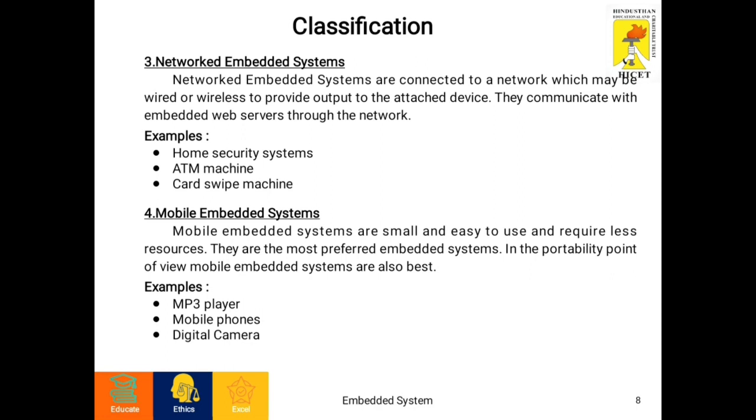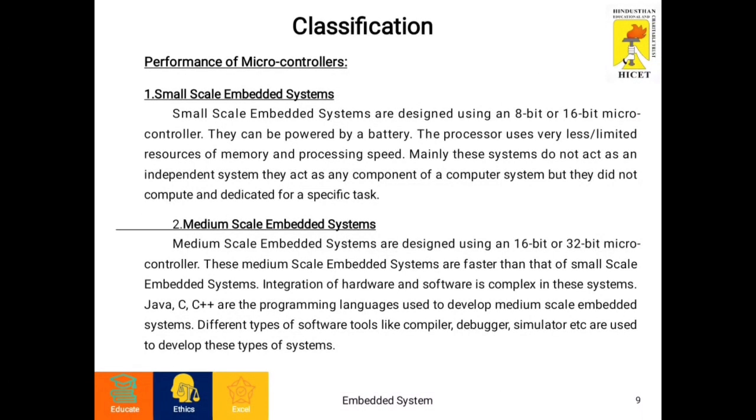The fourth one is mobile embedded system. Mobile embedded systems are small size systems that are designed to be portable. Digital cameras are an example of this. Networked embedded systems are connected to a network to provide output to other systems. Examples include home security systems and point of sale, POS, systems. A few examples of mobile embedded systems are MP3 player, mobile phones, and digital camera, etc.